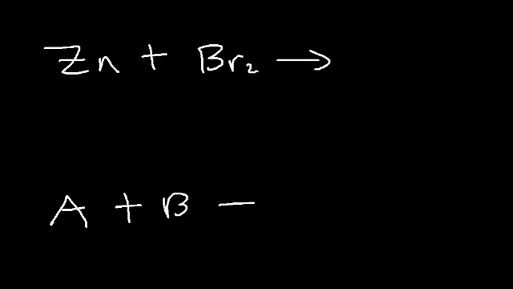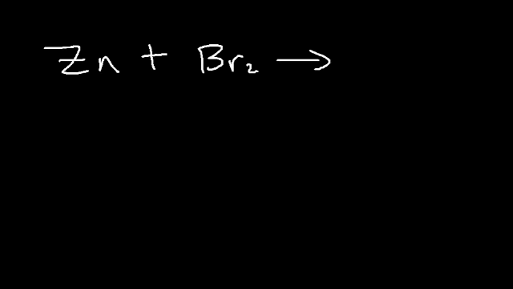Here's a reaction for you. When zinc is mixed with elemental bromine, what's going to happen? What product will be produced? This is a combination reaction. If you mix A and B and you get a single product, that's known as a combination reaction.